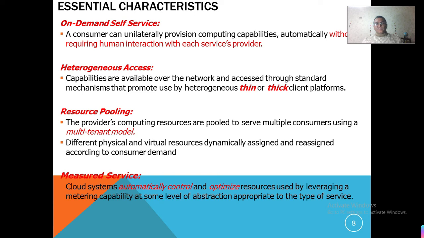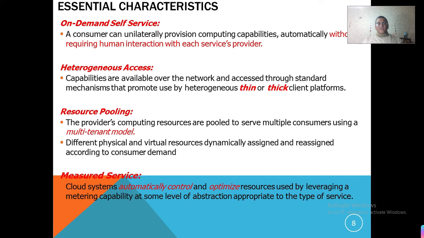So the very first thing that we see here is on-demand self-service. The meaning of this is that the computing capabilities are provisioned automatically without requiring human interaction with any service providers. So based on your demand, the services can be provisioned and can be scaled up and down. Then the second characteristic is heterogeneous access. This refers to the capabilities that are available over the network and promote use of heterogeneous access.